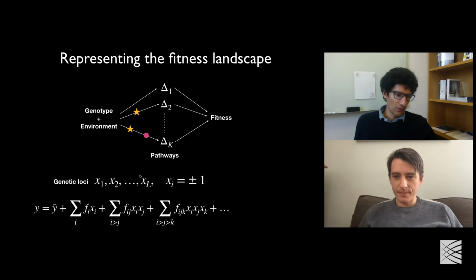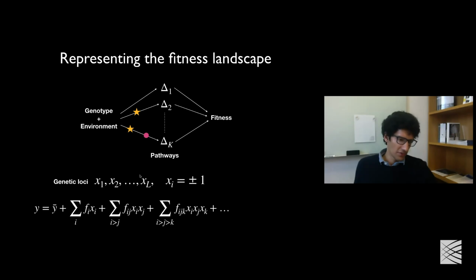Yes, I think there are different representations of the landscape. You can have local expansions, which is like a Taylor expansion around some genotype. This particular representation is a very general Fourier representation of the landscape. There is some specific interpretation when you think of these coefficients as averaged effects across a specific population structure, which is that these loci are plus or minus 1 with equal probability. But you can have different representations.